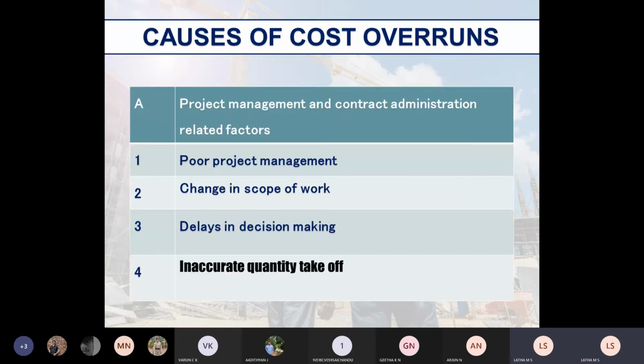So moving further, what are the causes for the cost overruns, right? For example, if you have 10 rupees and you spend 100 rupees, what could be the reason? It is not that easy to spend 90 rupees in excess. What are the reasons? So I have put it as A. You can see A here in the corner of the table, that is project management and contract administration related factors. So what are the causes of cost overruns?